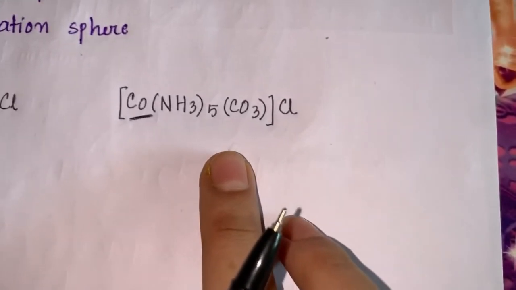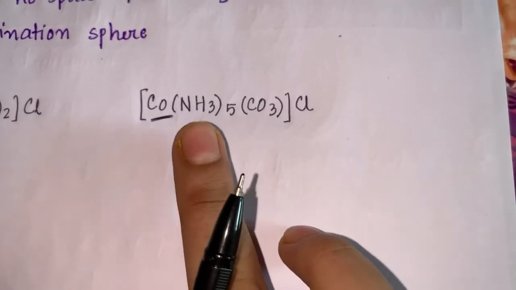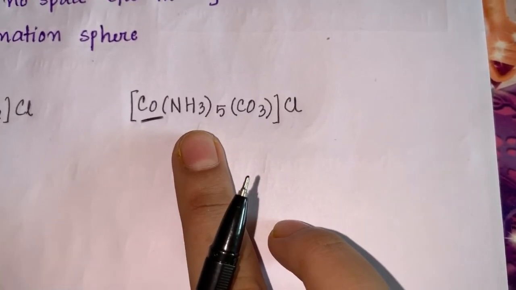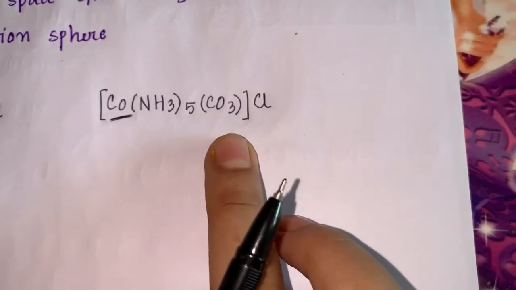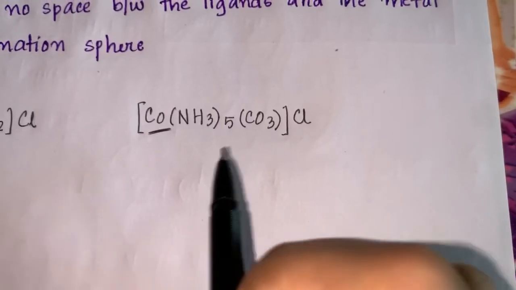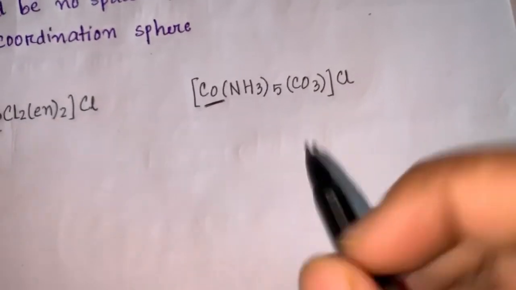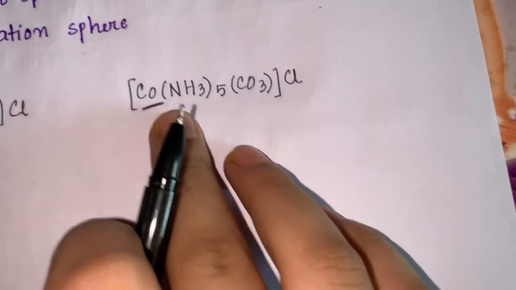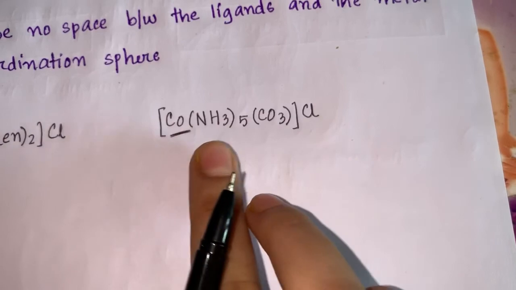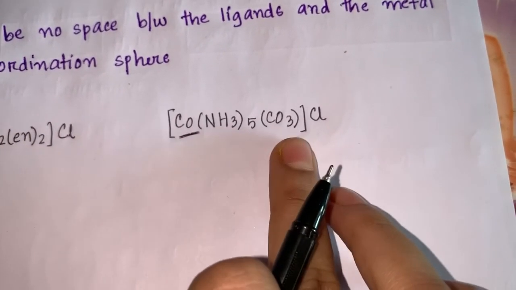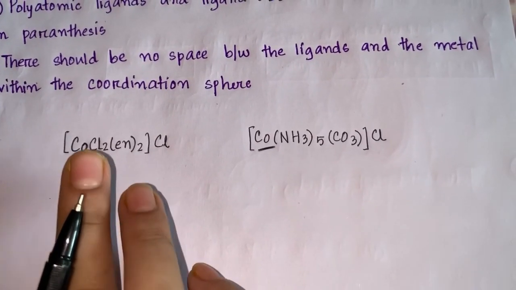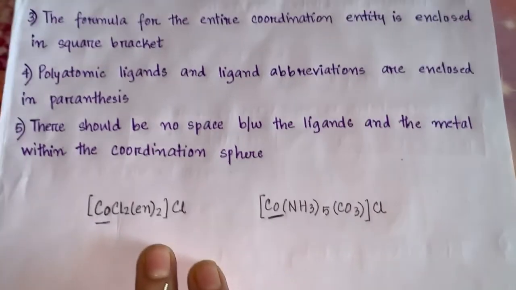Let's see the second one. Even here we can see the first ligand is ammonia, which is written as ammine, AMMINE, and this one is carbonate. So we can see it starts with A and the second one starts with C. That is why ammine is written in the first place followed by carbonate. So it is also following the alphabetical order. The alphabetical order of the ligands has been followed in both the coordination entities.